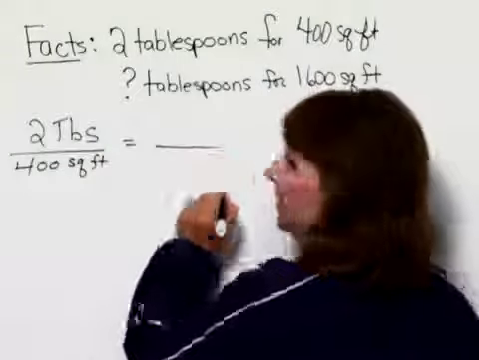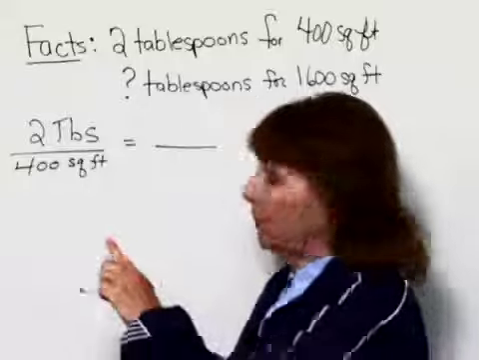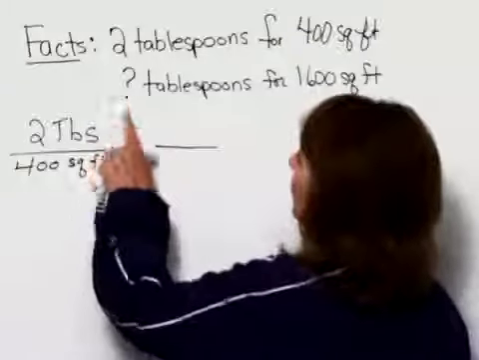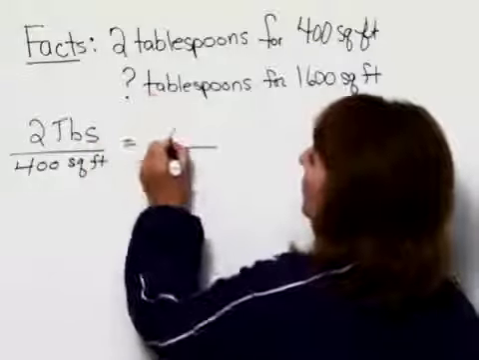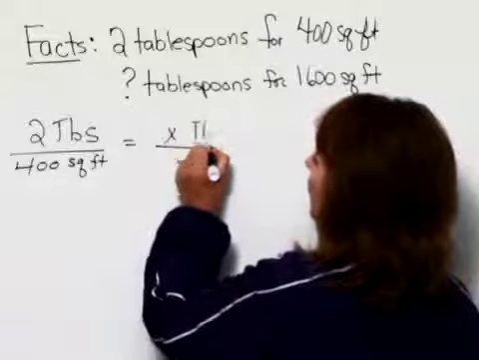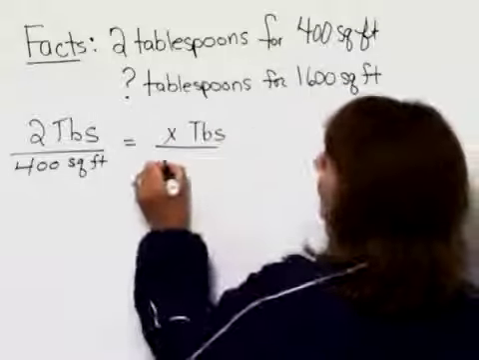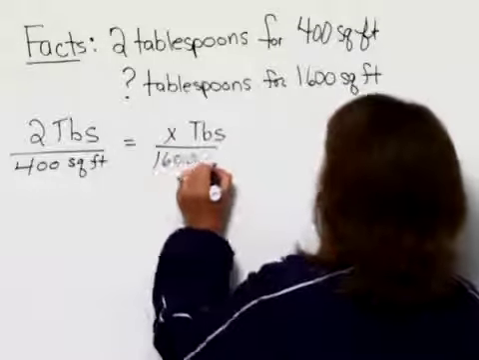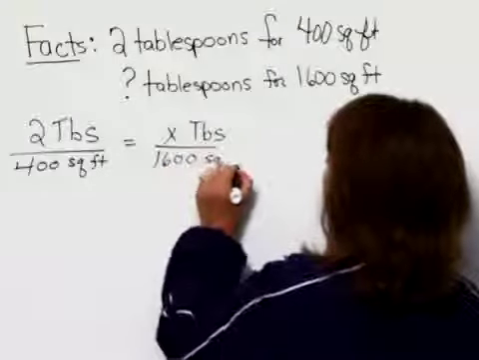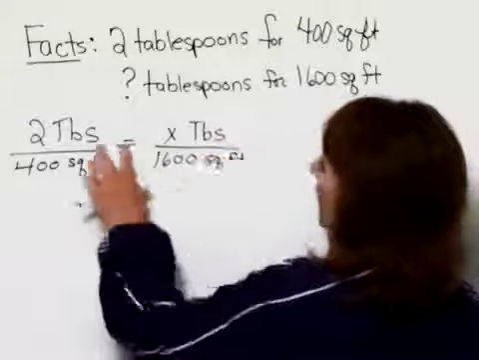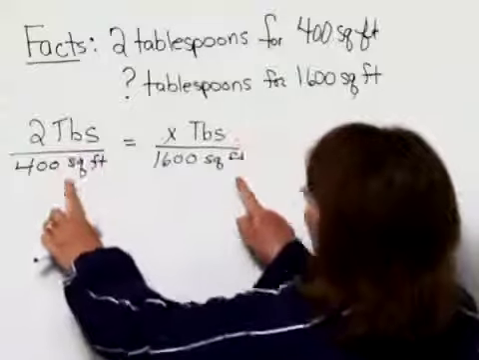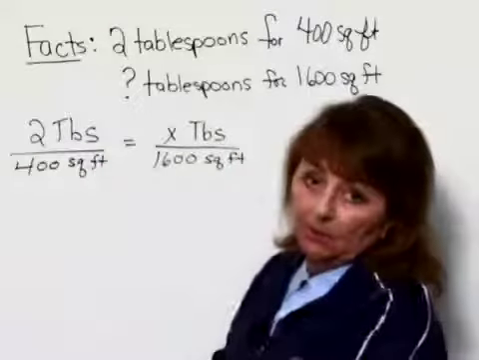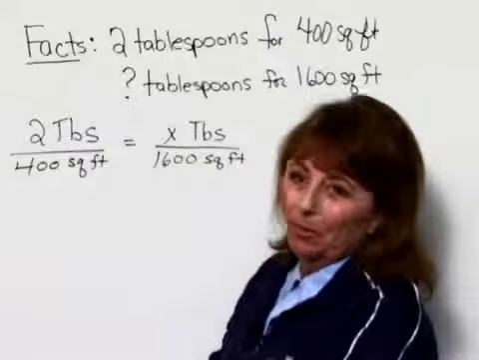equals, now remember we want tablespoons on the top here because we have tablespoons on the top here, but that's what we don't know. So we're going to use X tablespoons for 1,600 square feet. Now we check. We have tablespoons in the numerator, square feet in the denominator. Now we're ready to solve our proportion.